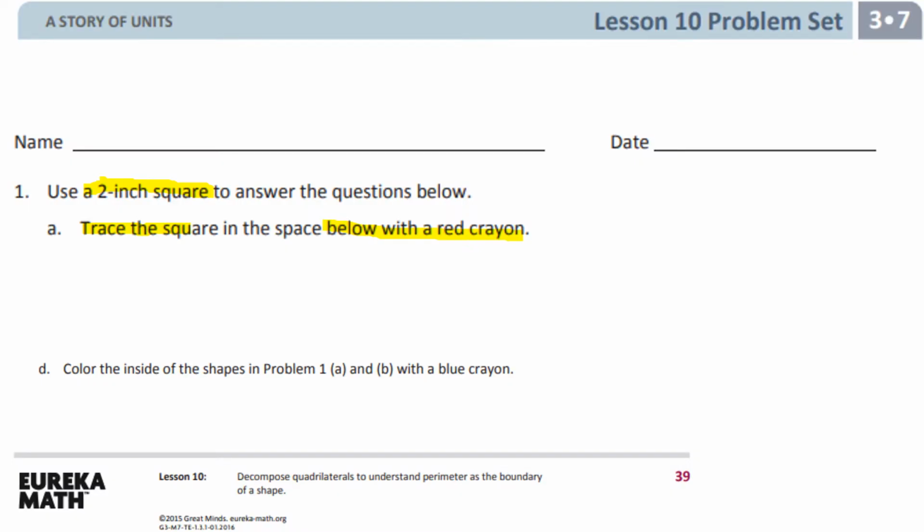So first, what we're going to do is use a 2-inch square to answer the questions below. You're going to first trace the square in the space with a red crayon. Then I already skipped to the bottom part because it's going to make more sense later. You're going to color the inside of the square blue. If you're doing it on the computer, that's fine. And then the outside is red and the inside is blue. So take your time doing that.